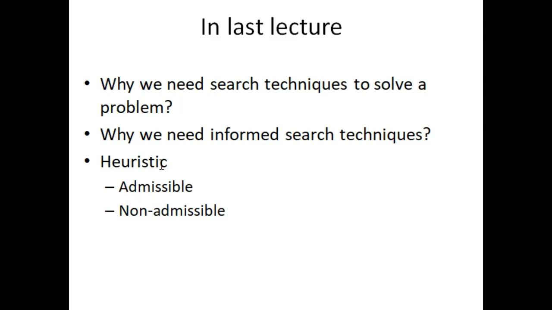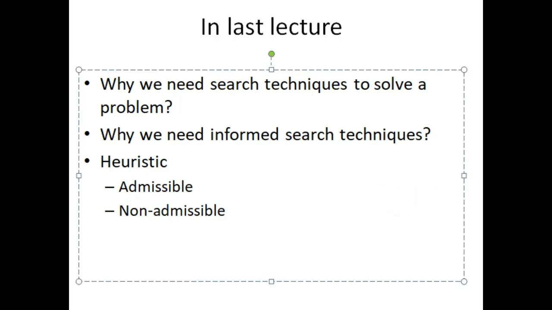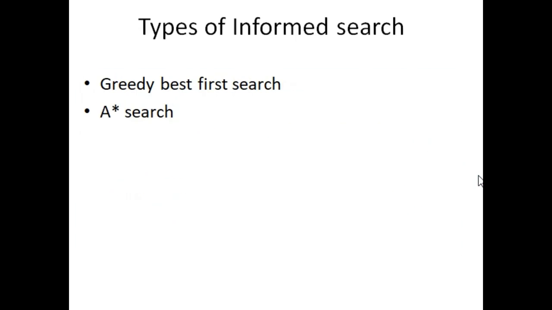So there are two different types of heuristic: one is admissible heuristic and the other is non-admissible heuristic. Admissible means that if our guess is less than the actual value, then it is admissible; otherwise, if we overestimate, it becomes a non-admissible heuristic. So here are some types of informed search techniques: the greedy best search and the A star search. We will cover greedy best search in this video.